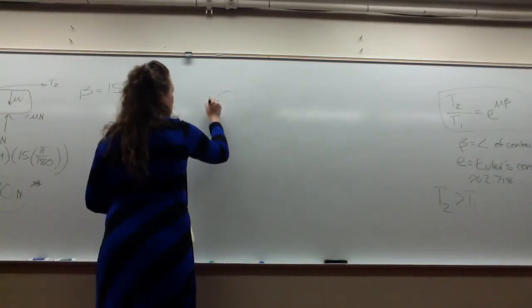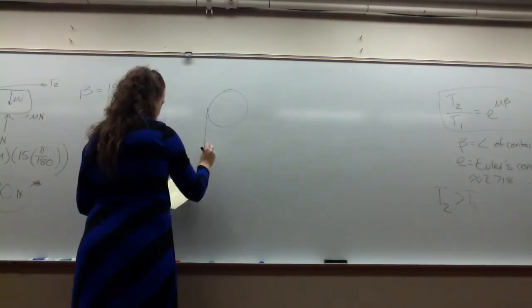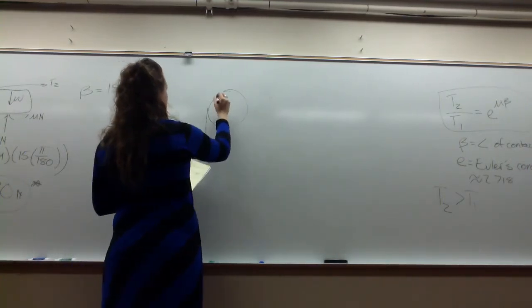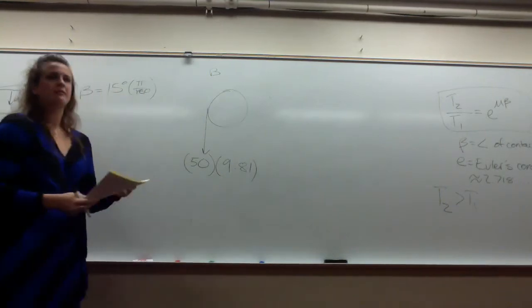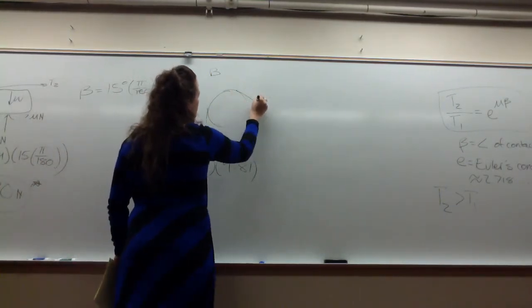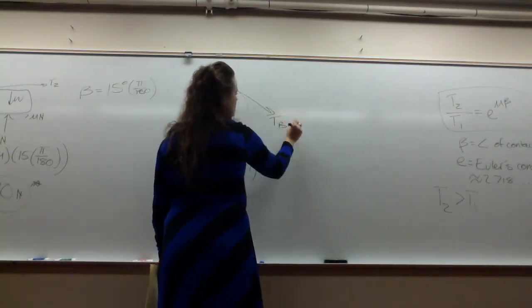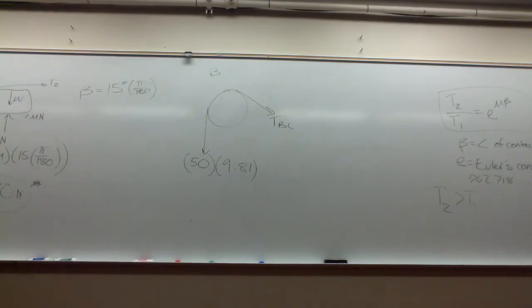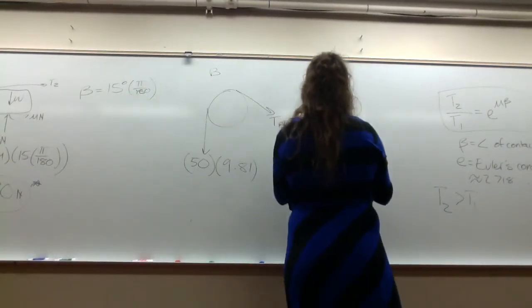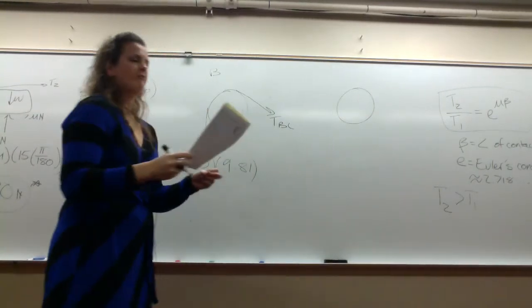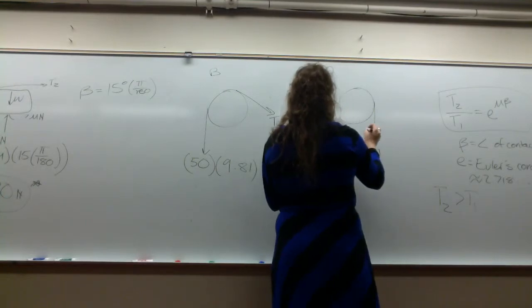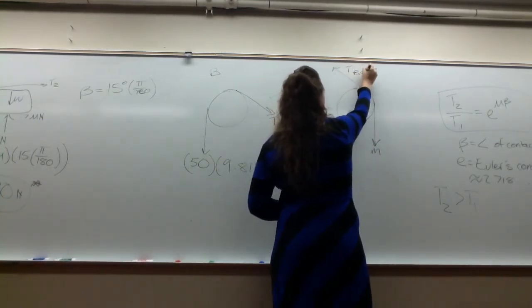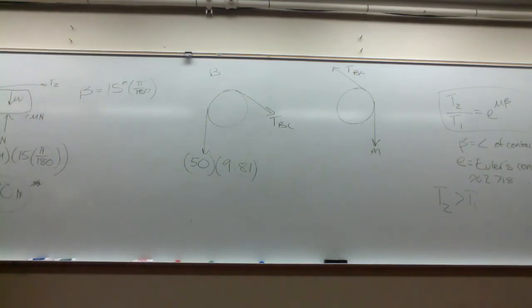We can use our pulley equation. If I'm analyzing pulley B, we have our weight, 50 kilograms times 9.81, and there's some tension between pulleys B and C. We also have pulley C. We have our unknown mass M times gravity, and our tension between B and C.